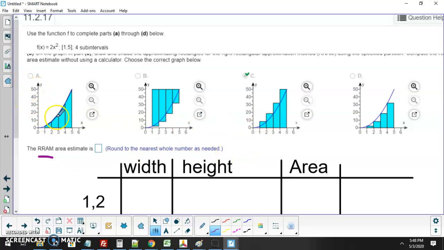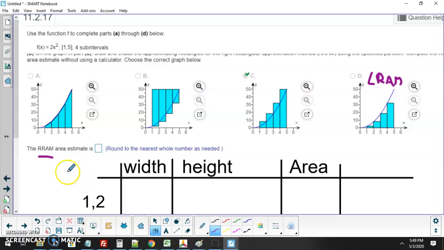If you look at choice A, this is not any method. There aren't rectangles, so good luck. Those are trapezoids. Good luck trying to figure that one out. It's really tough. B, this is not under the curve. And if you look at choice D, this is LRAM. The left corner is touching the curve. So you want to use C, this picture here that you see in C.